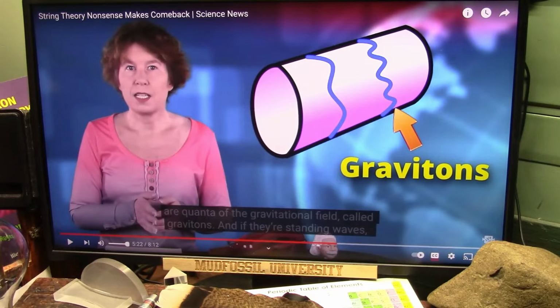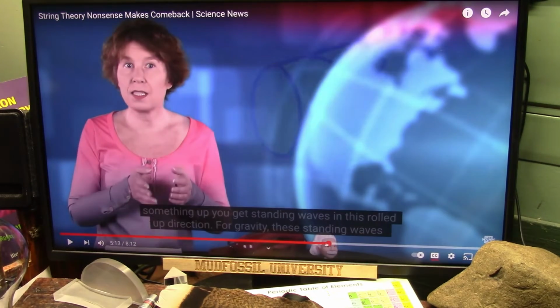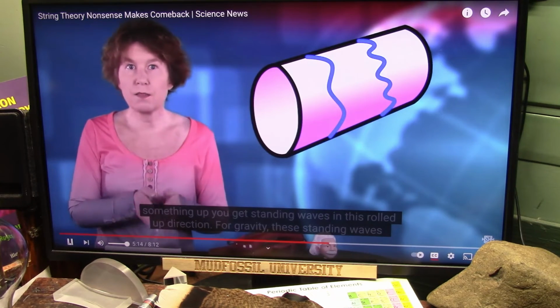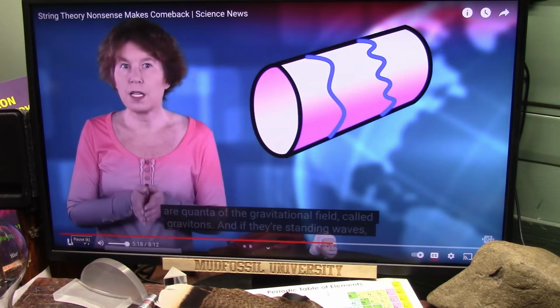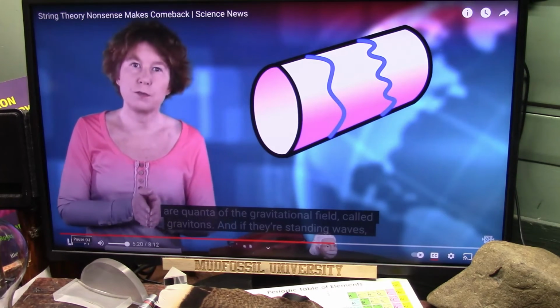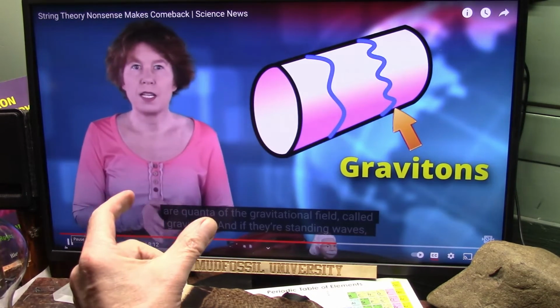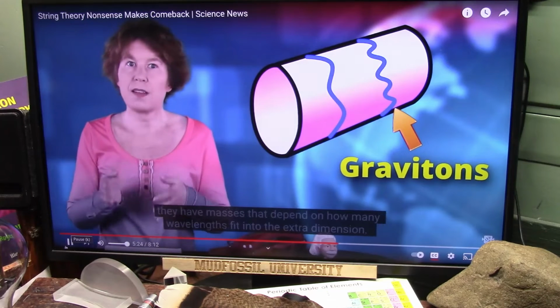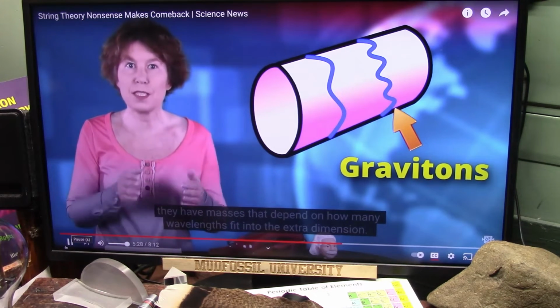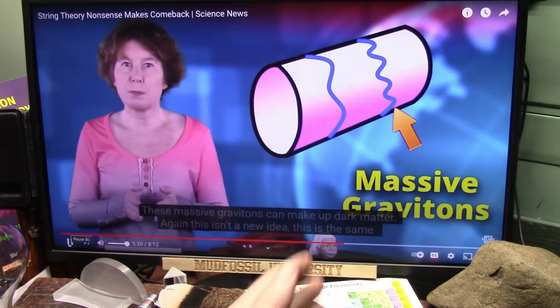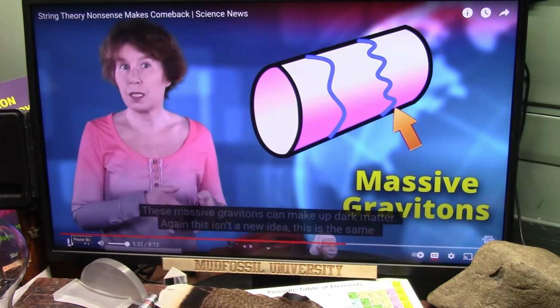All right, so let's come back again. Take 4. Oh, Sabine, you are on fire. Here we go. Waves in this road up direction. For gravity, these standing waves are quanta of the gravitational field called gravitons. And if they are standing waves, they have masses that depend on how many wavelengths fit into the extra dimension. These massive gravitons can make up dark matter.